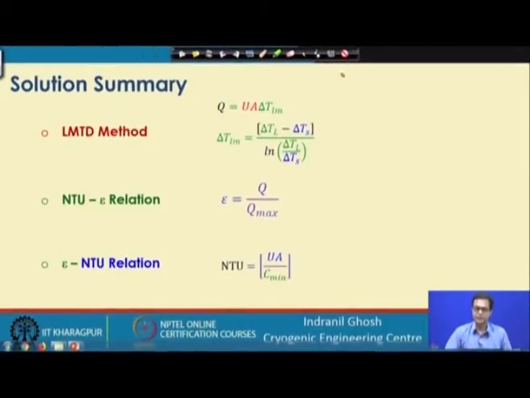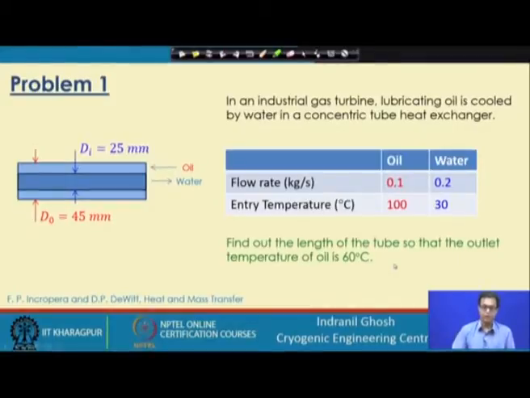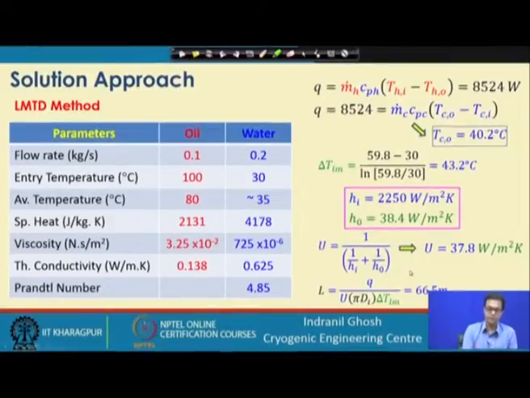So, let us try to solve the problem that we have discussed in the last class. In the last class, we tried to solve this problem where there was an industrial gas turbine heat exchanger, and the hot oil was cooled by the water in a concentric tube heat exchanger, and these were the properties which were given based on this heat exchanger problem.